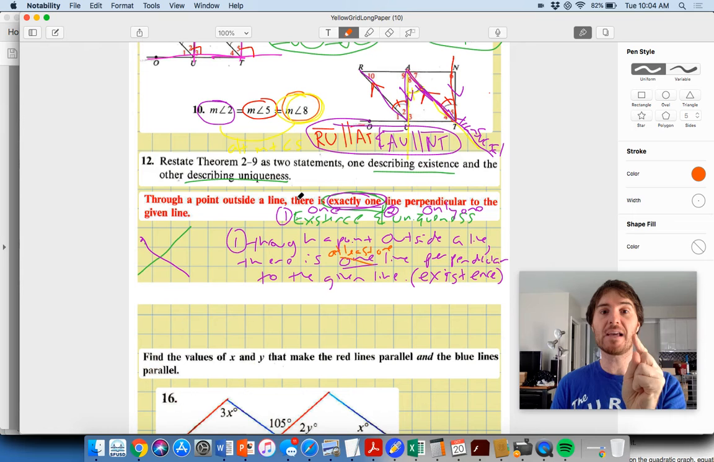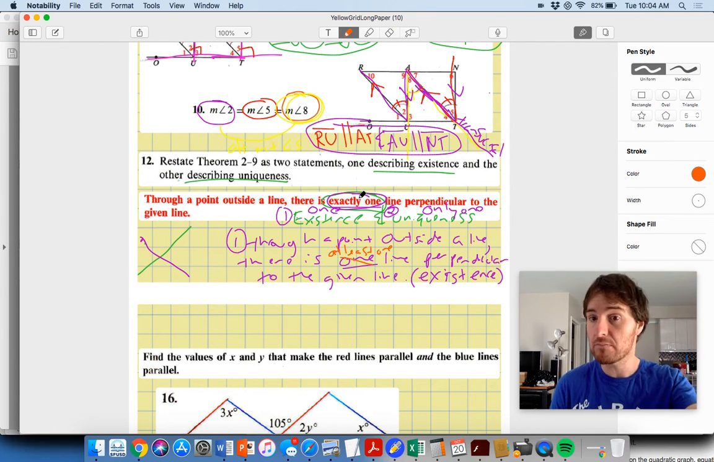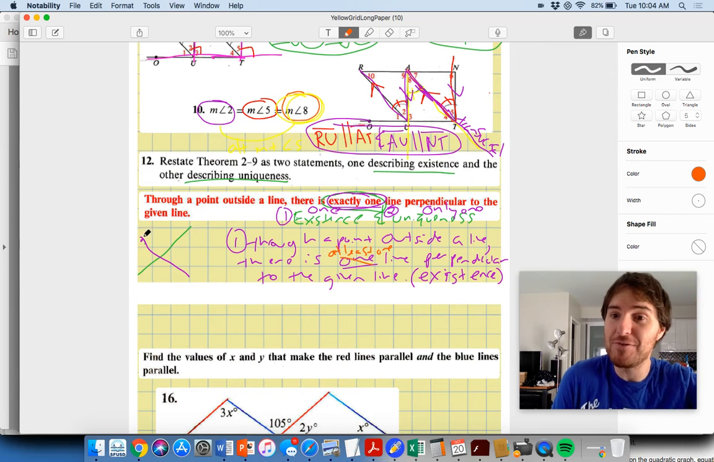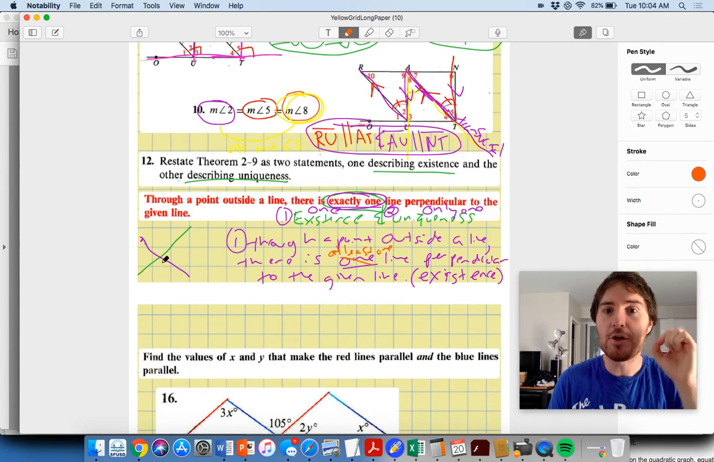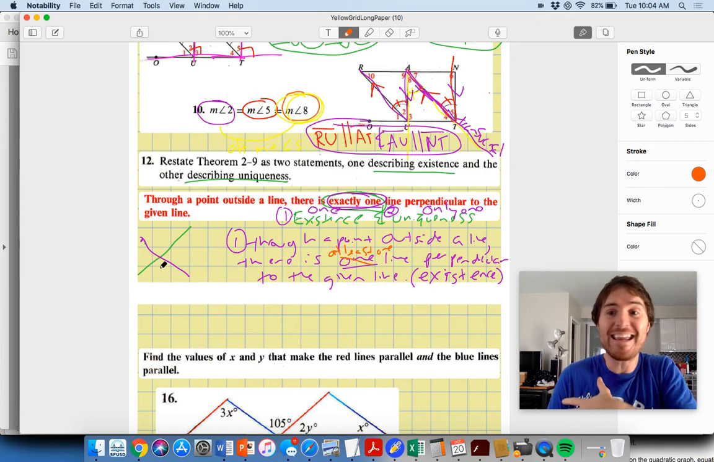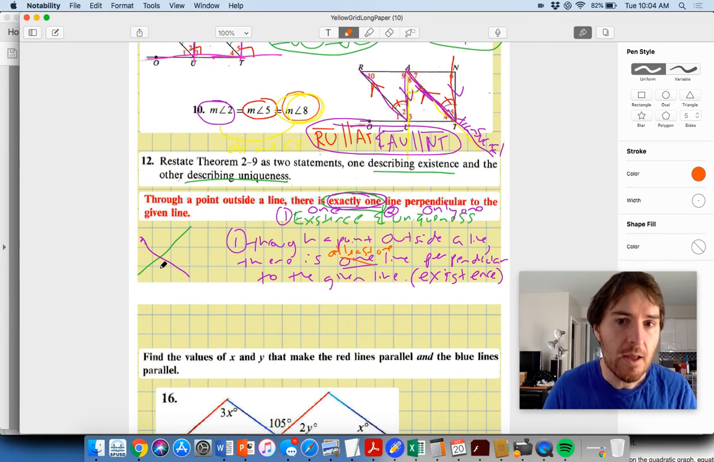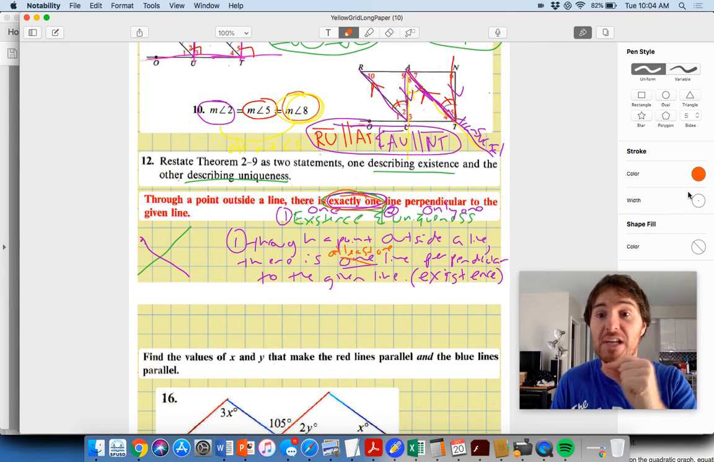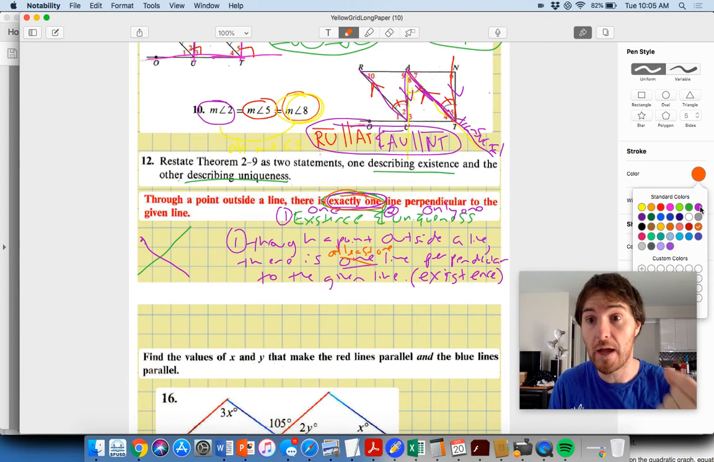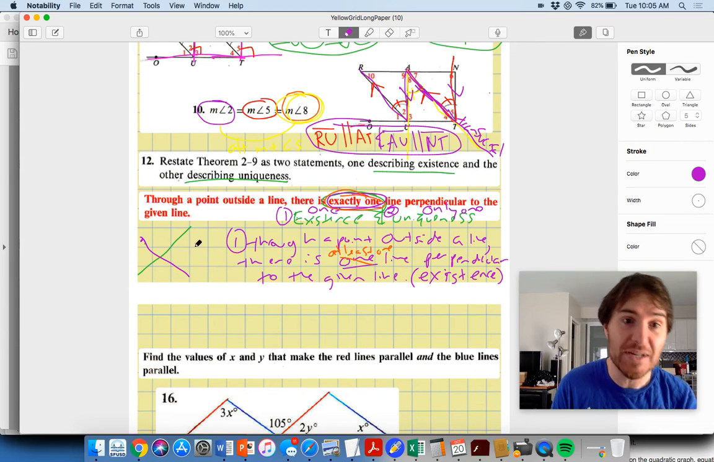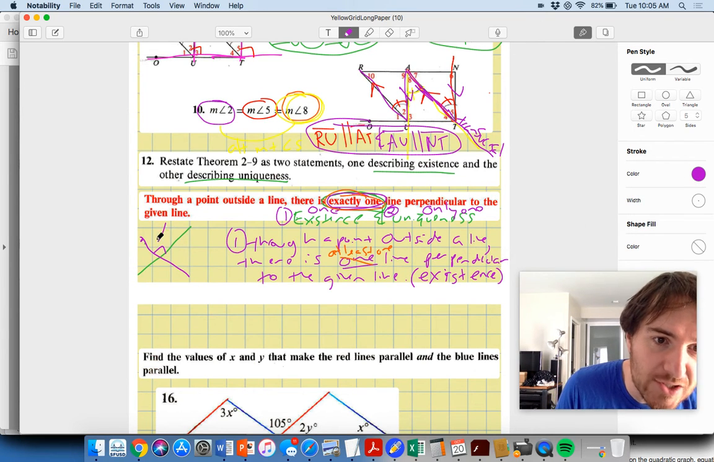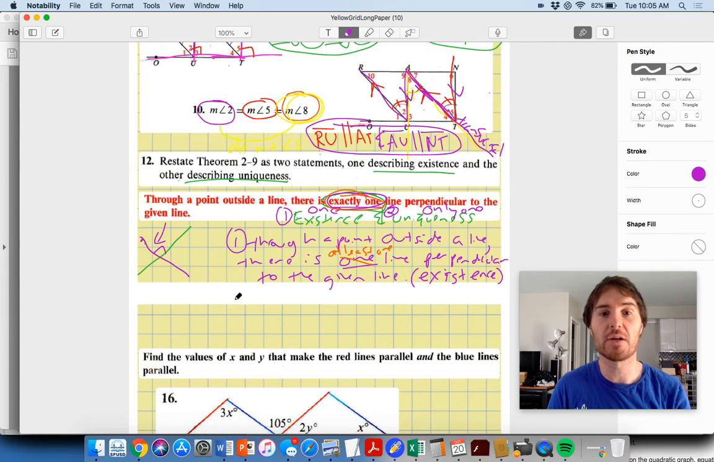So through a point outside a line, there is exactly one line perpendicular to a given line. So we know that there's going to be one. What's confusing here is that in science and math, when you say there's going to be one, you actually aren't limiting yourself. You're just saying it exists. That's why you have to say exactly one to say there's going to be no more than one, because that would guarantee the uniqueness of that particular perpendicular. We can't draw more than one of those perpendiculars here.